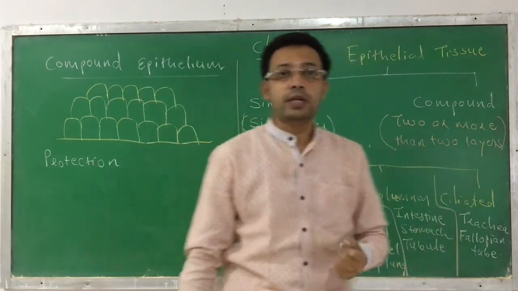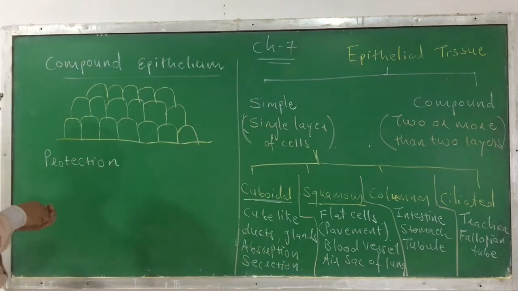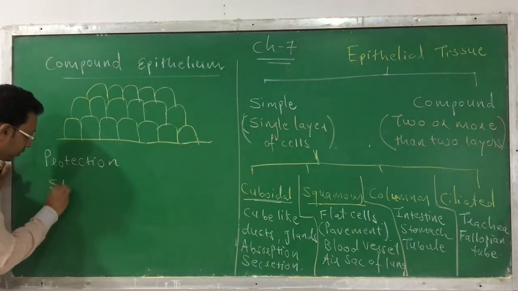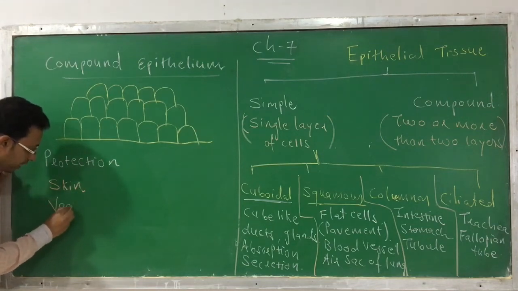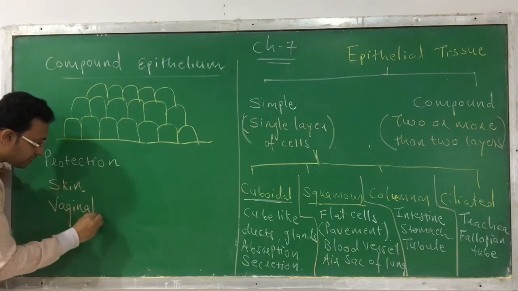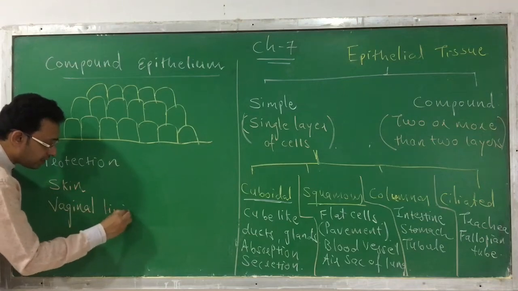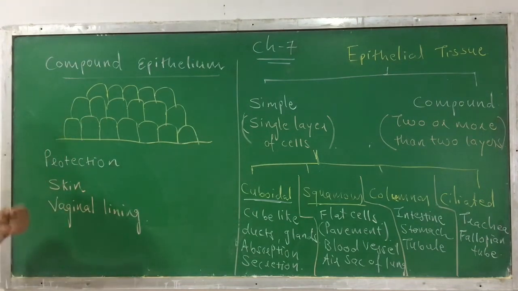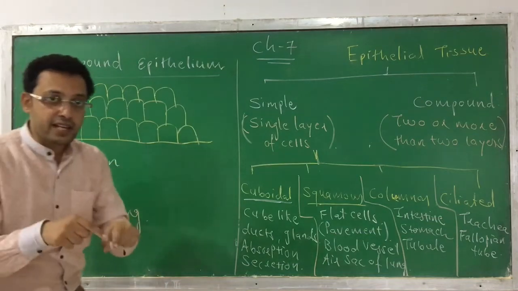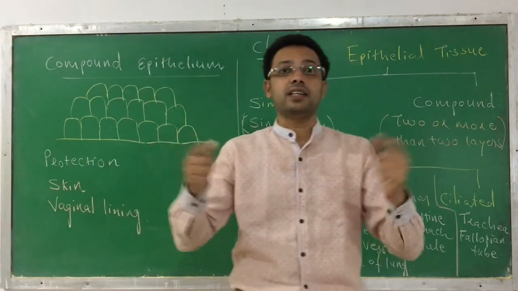And where can this compound epithelium be found? The compound epithelium is present in organs like the skin. It is also present in the lining of the vagina. So it's present in the vaginal lining. These are the usual locations where you can find this compound epithelium, or where more wear and tear occurs.